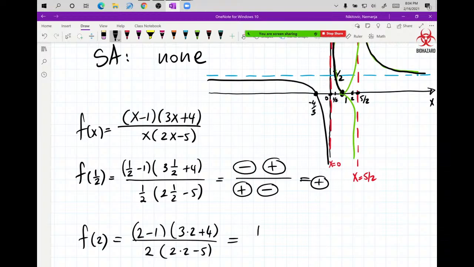Okay, so 2 minus 1, that's a positive number. 6 plus 4, that's a positive number. A 2 is a positive number. And 4 minus 5 is a negative number. So the whole thing is negative. So we keep the bottom one.